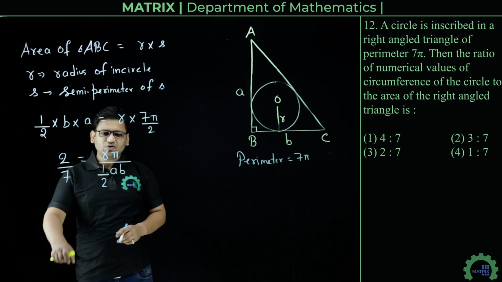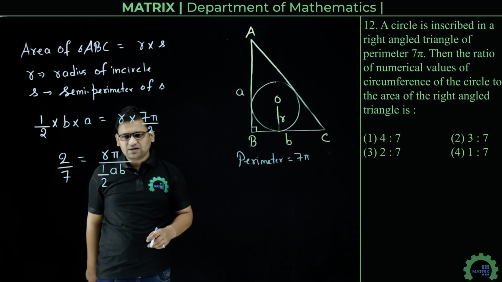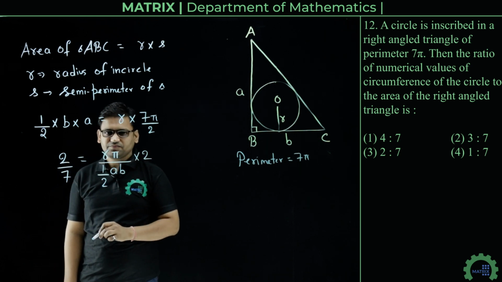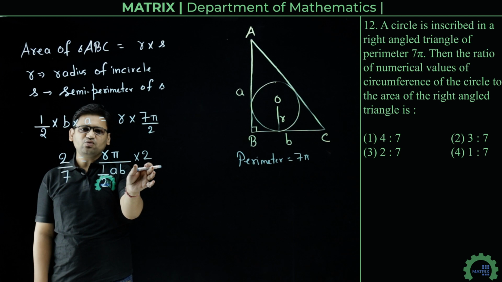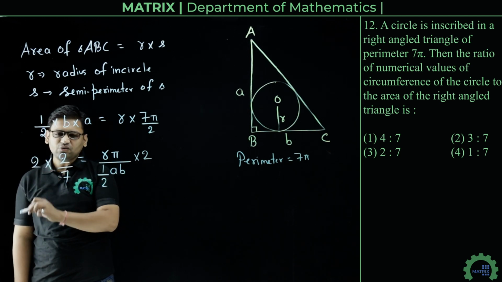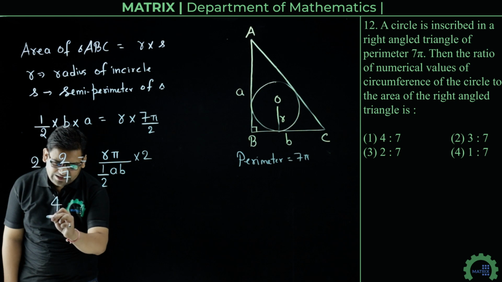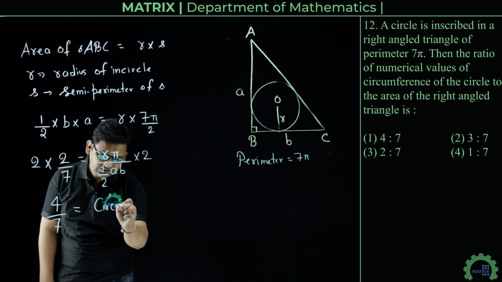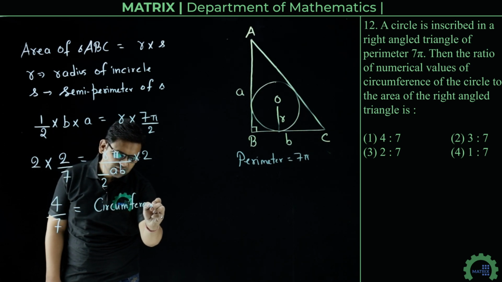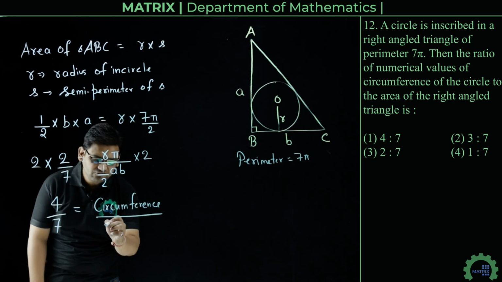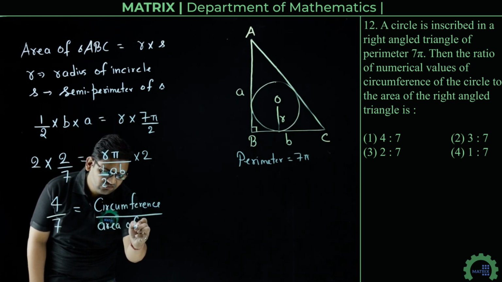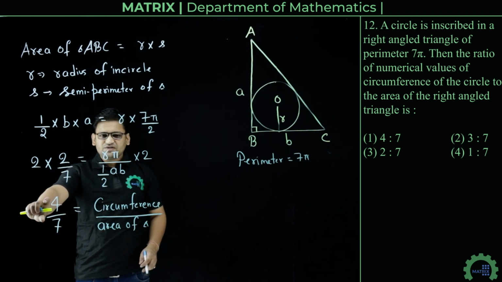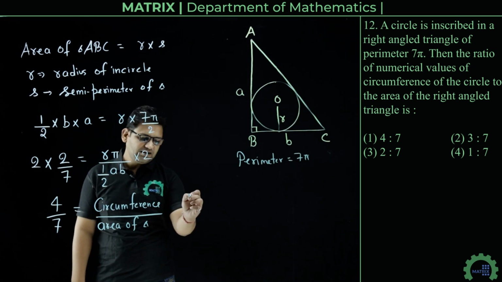Now what we need to find? We need to find the ratio of circumference to the area of the triangle. So to make this r into pi as circumference, we multiply this by 2. When we multiply the RHS by 2, we need to multiply the LHS also by 2. So here 4 by 7 will be equal to 2 pi r, that is the circumference of the circle, divided by half of AB, that is the area of the right triangle. So we need to find the ratio of circumference upon area of triangle. That is 4 by 7, so option number 1 is the correct answer.